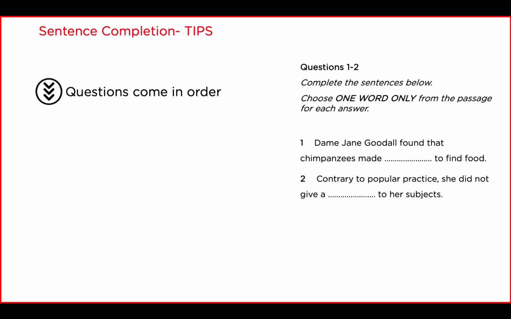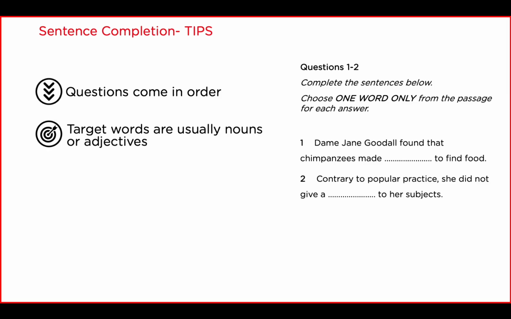First of all, the questions come in order. So question 2 will be found after question 1. That's good news. Target words, that means the answers, are usually nouns or adjectives. So almost always the word that's going to go in the gap is a noun. Sometimes it's an adjective, but you won't really find verb phrases, and adverbs are quite rare. So think about nouns in particular.